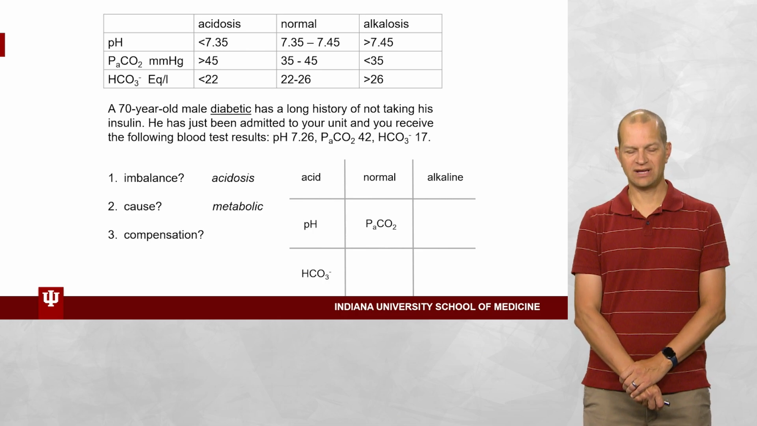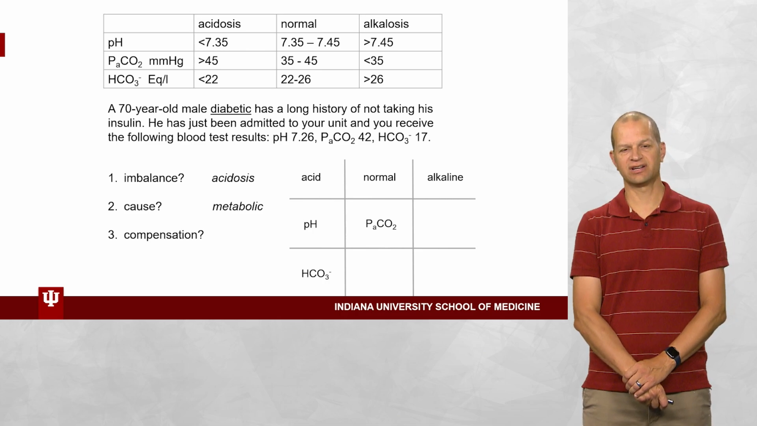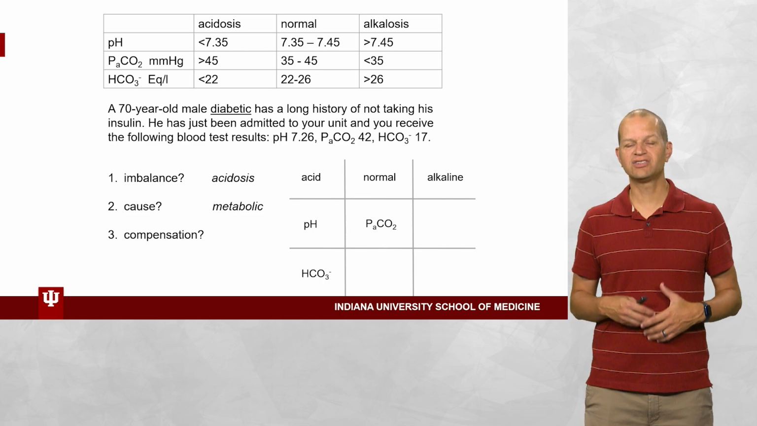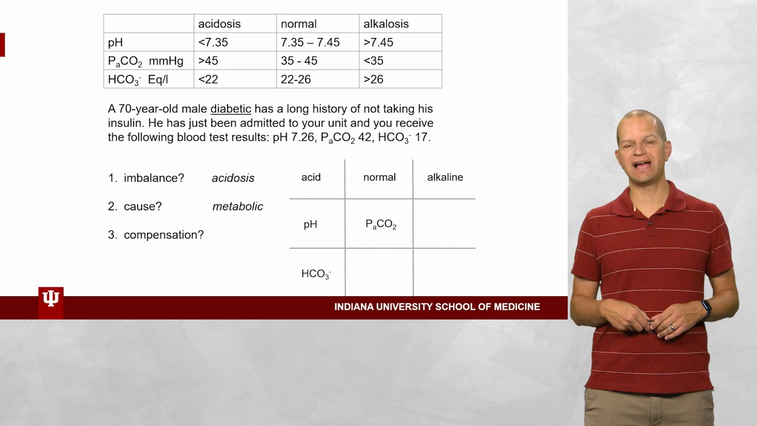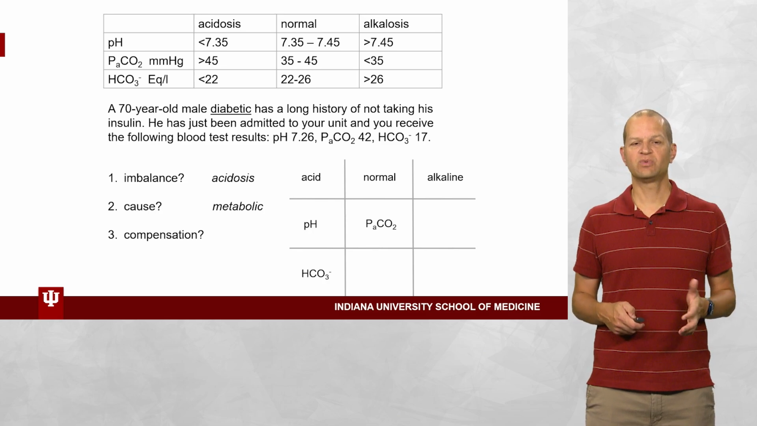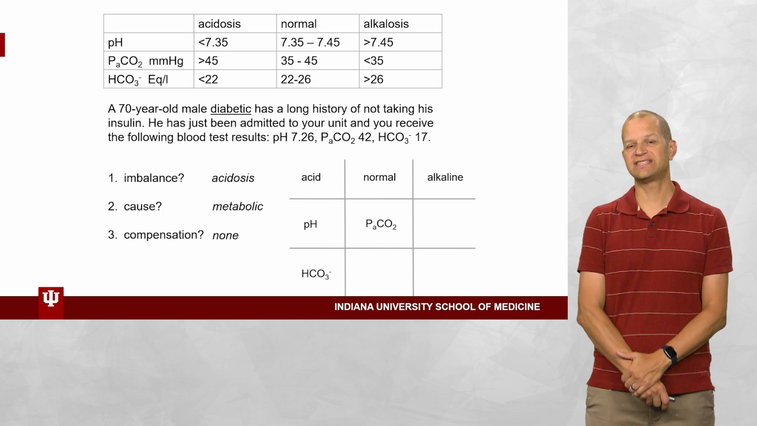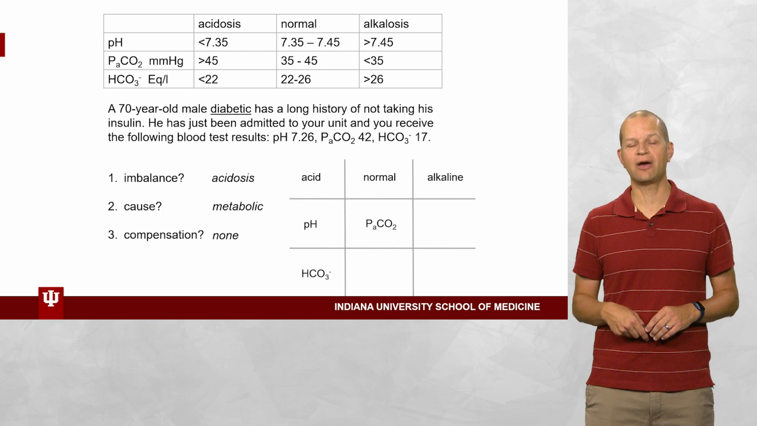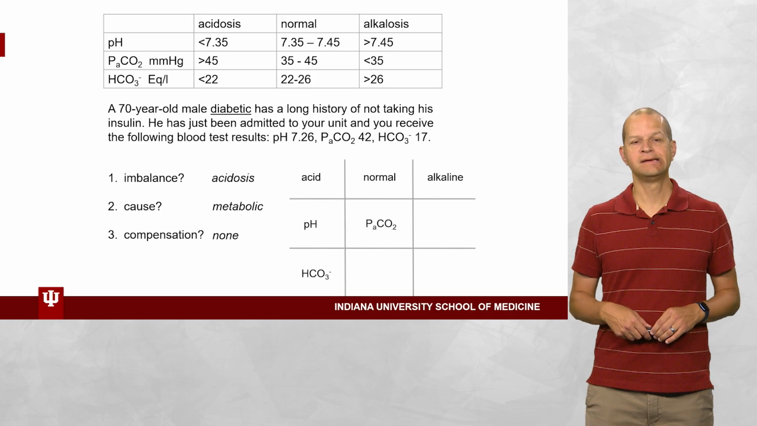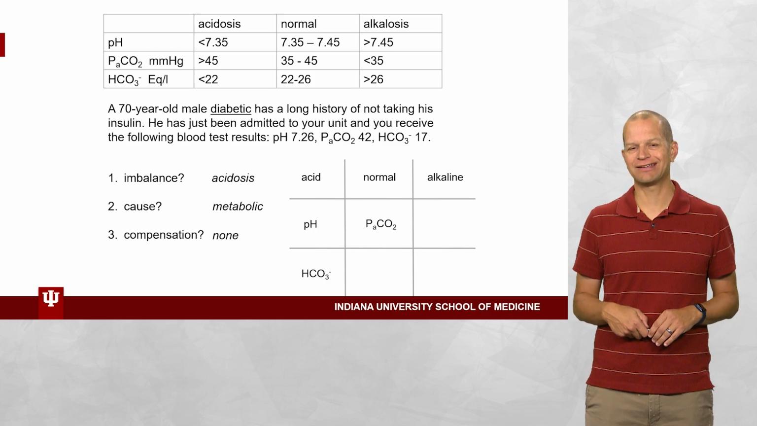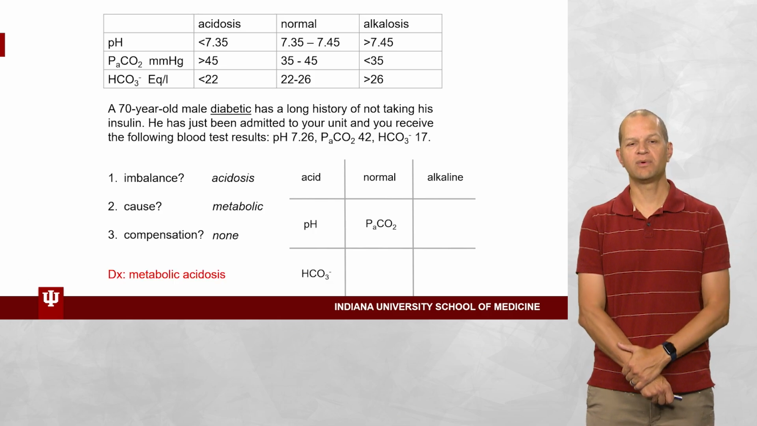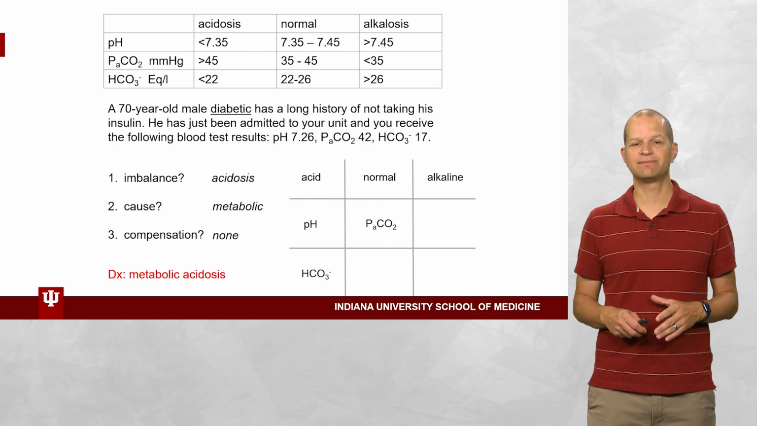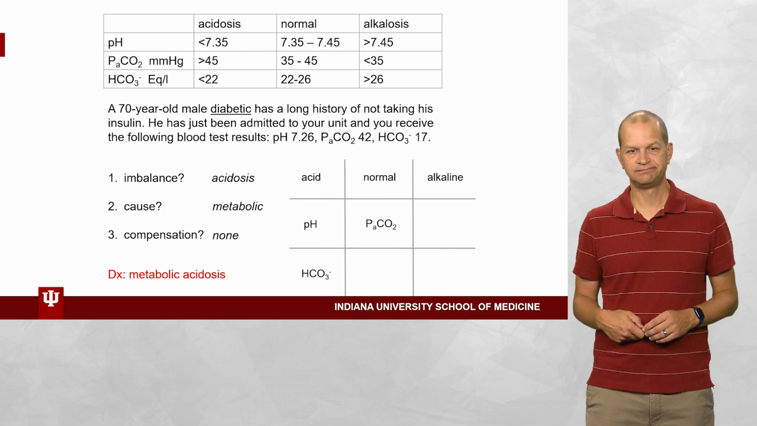Then we have the third question, whether or not there's compensation occurring. In other words, are the lungs doing something to try and get pH back to normal? In this case, we would say no, because our CO2 values are normal. In other words, I'm not breathing more or less to try and counteract this person's acidotic condition. And so ultimately what we would say is this person just has metabolic acidosis.